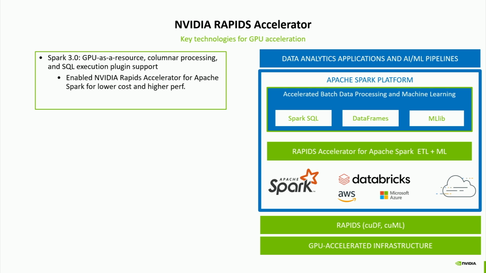So how do we get there? Spark 3 enabled some key functionalities. The first was columnar processing, which is much more efficient for data processing than a row-by-row approach. The second was the ability to schedule tasks on resources such as CPU, FPGA, or other type accelerators like a GPU. A third was a plugin interface to allow alternative SQL execution engines. These innovations made Rapids Accelerator for Apache Spark possible.